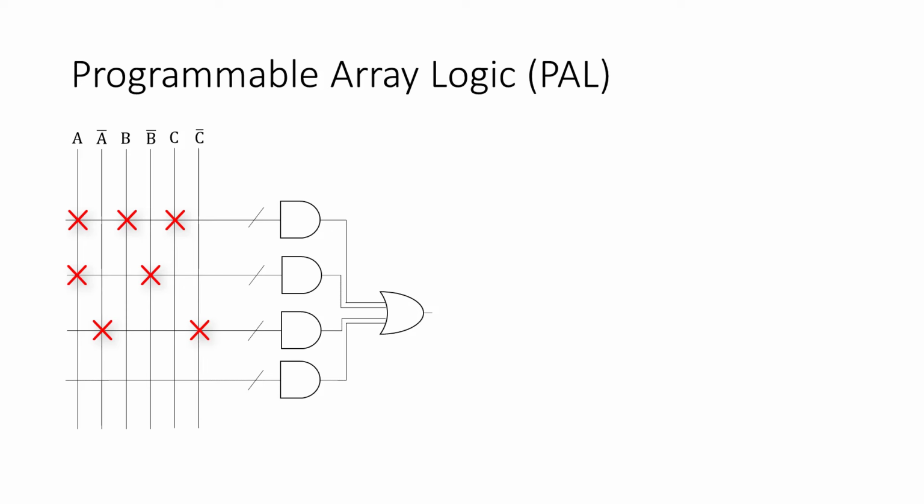We can also conduct this process in reverse to work out the SOP expression for a given array. We can see that the first row has junctions at A, B and C. So our first product term is ABC. The second row has junctions at A and not B, and the third at not A and not C. In this example, we don't have anything in the last row, so our output only has 3 terms, ABC or A not B or not A not C.